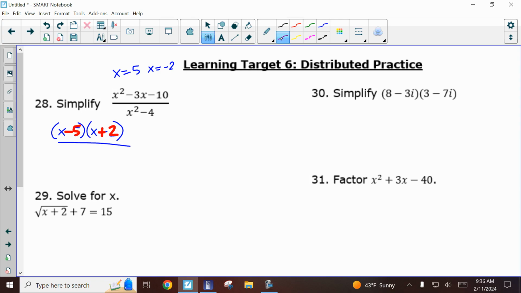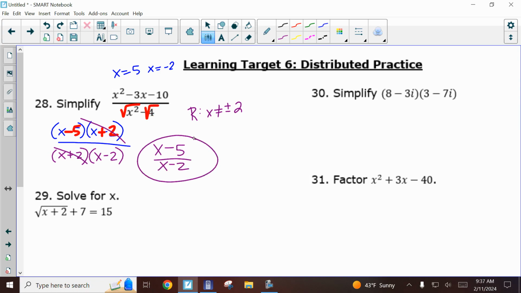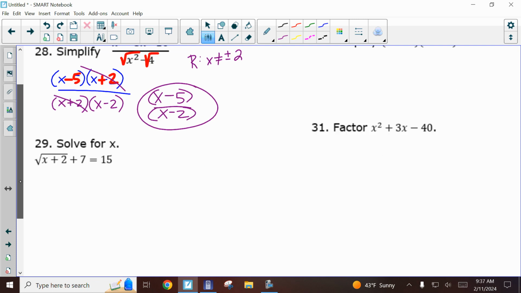Then x squared minus 4, that's a difference of squares, so I can just square root this and square root that. So that's going to give us x plus 2 and x minus 2, which, by the way, we get restrictions. X is not allowed to be plus or minus 2. That comes from the bottom by setting them equal to 0. And then we cancel. So this plus 2 and this plus 2 cancels, and our final answer is x minus 5 over x minus 2. And you cannot cancel those x's because technically these are still in parentheses, and with parentheses, it's all or nothing.